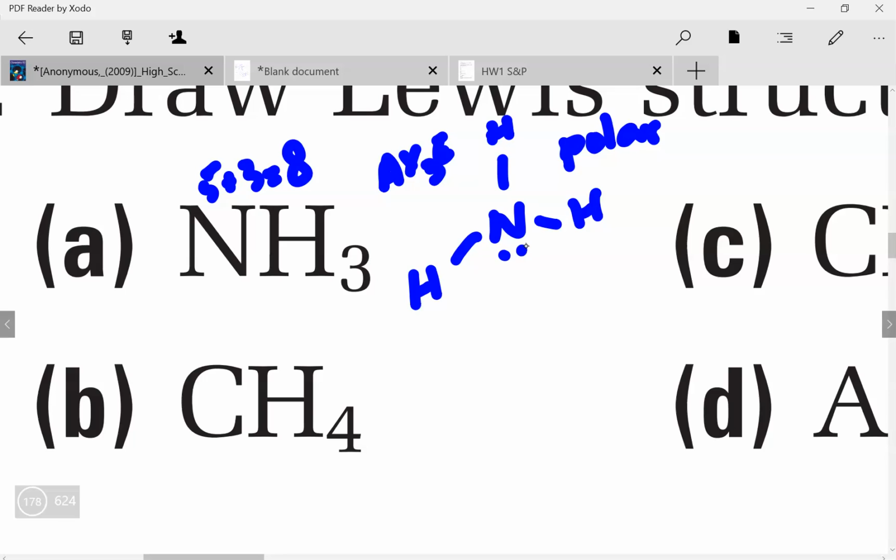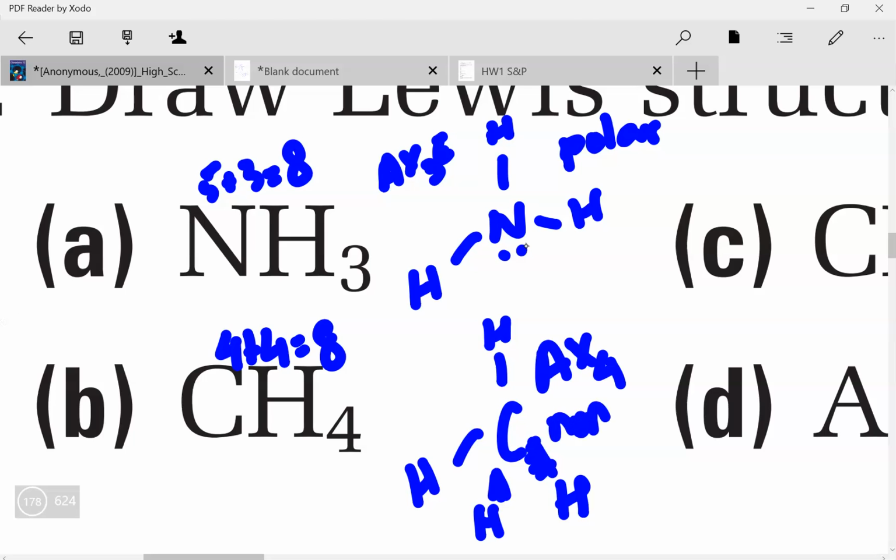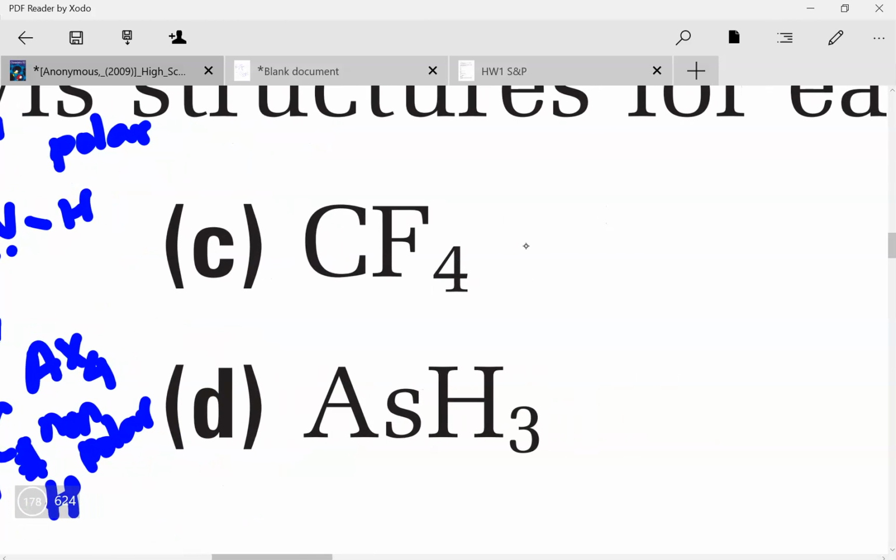of doing it. CH4. 4 plus 4 is 8. I already know CH4 has 4 bonds, so that's going to be 8 electrons right there. This is going to be tetrahedral because it's AX4. All substituents are the same, no lone pairs. That's a nonpolar molecule. Again, that's not part of this question per se, but it's good to practice.